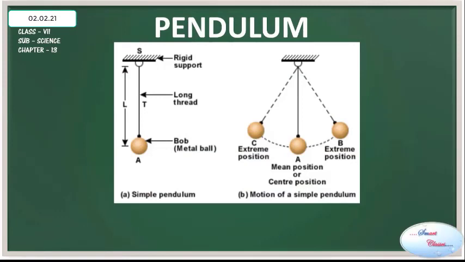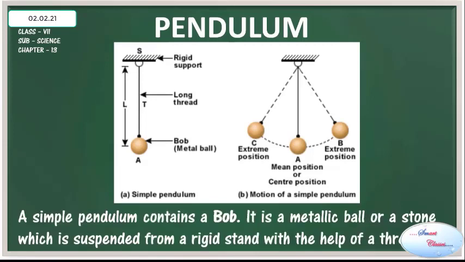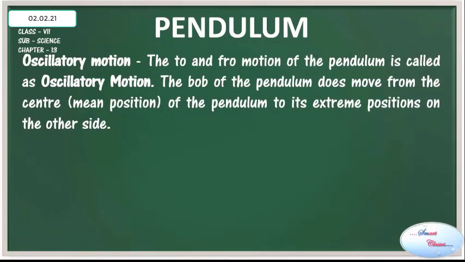A simple pendulum is a piece of stone or a small metallic ball suspended by a thread or string from a rigid stand. This metallic ball or stone is called the pendulum's bob. The to and fro motion of the pendulum is called oscillatory motion, what we just discussed.